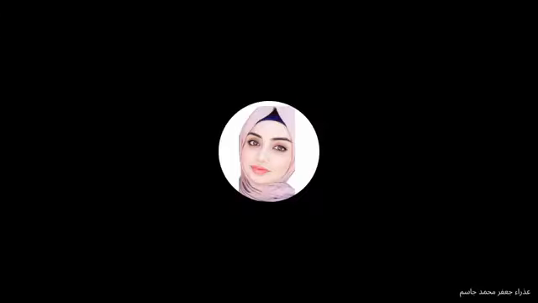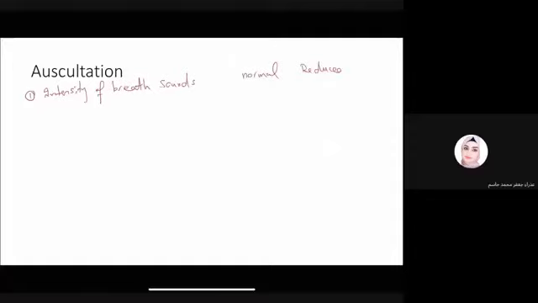Number 1 is intensity of breath sounds. Intensity of breath sounds اللي هي اما normal او اوكي normal breath sound or reduced breath sound. نسميه normal air entry or normal intensity of breath sounds او reduced air entry or reduced intensity of breath sounds، اوكي.